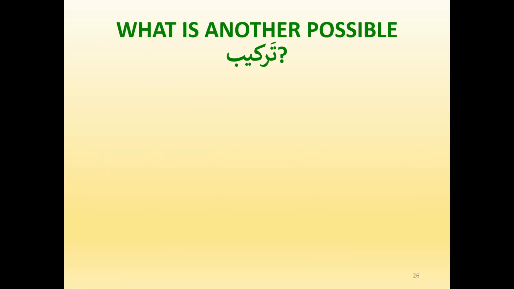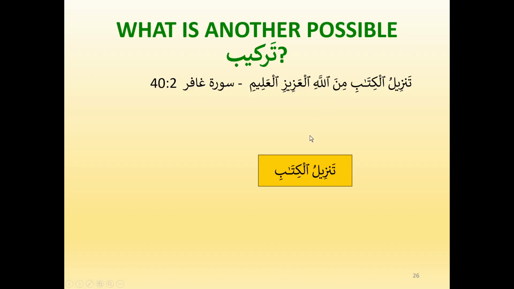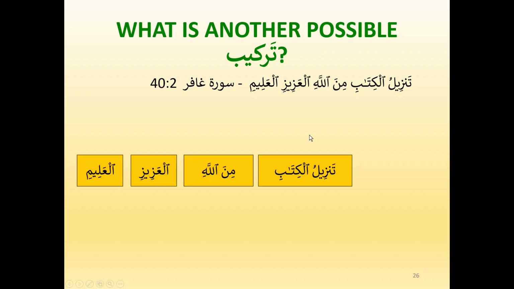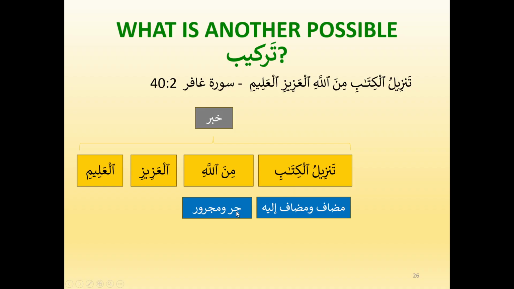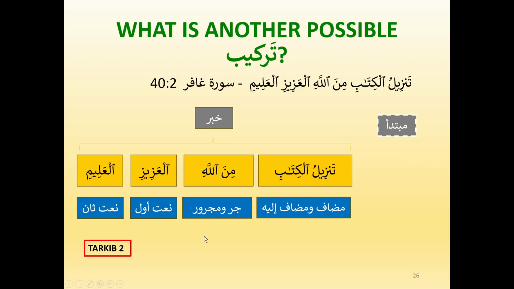Let's see. So, what is another possible tarkib? What we can do is treat this whole thing as khabar, with the usual things that we saw, no change. The whole thing now we take as khabar, and we say that there is a mubtada that is missing. So, what is this mubtada, Sister Shiraz? Huwa. Yeah, huwa, or it can be haza, because it is referring to the book.